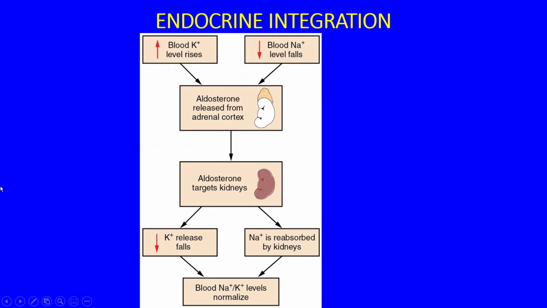And you can see this as a chart that relates both potassium and sodium, showing how you get aldosterone released from the adrenal cortex. The aldosterone will target the kidneys. As the potassium levels fall, the sodium is being reabsorbed by the kidneys. This will help normalize the blood levels of sodium and potassium.